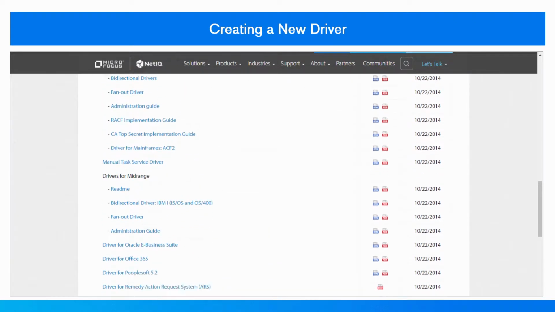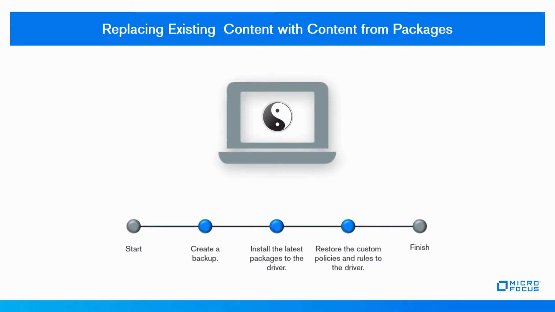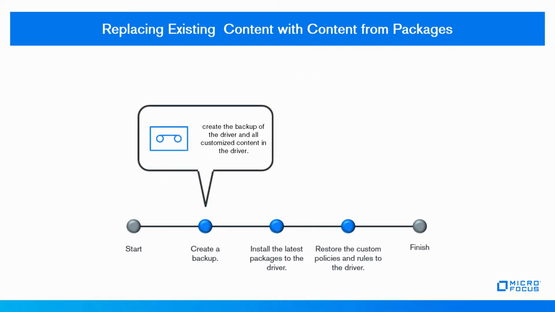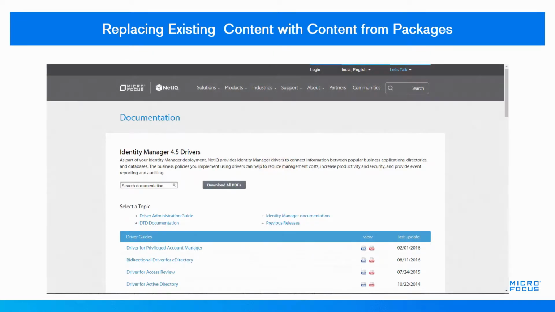The driver now functions as before, but with content from packages instead of from a driver configuration file. Replacing existing content with content from packages. Create a backup of the driver and all of the customized content in the driver. Install the latest packages to the driver. These steps are specific for each driver. For instructions, see each driver guide at the Identity Manager driver's documentation website.